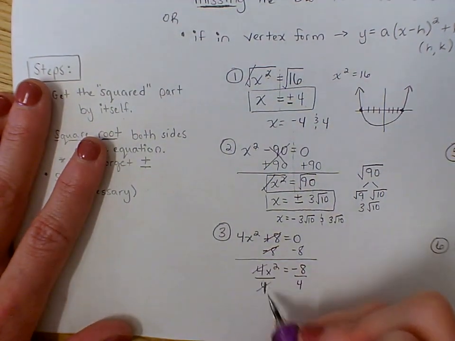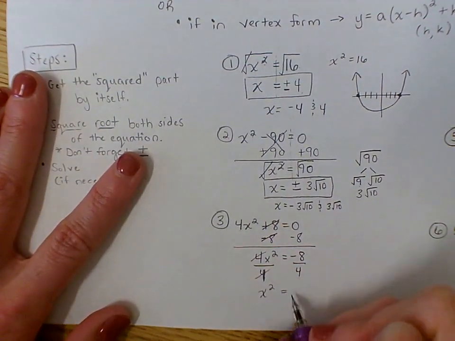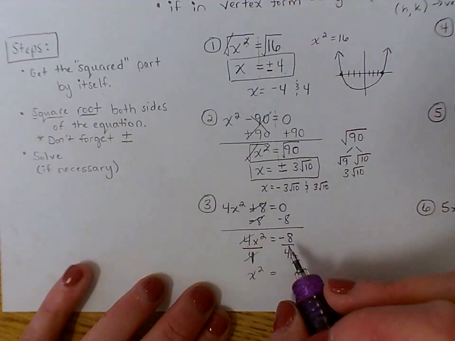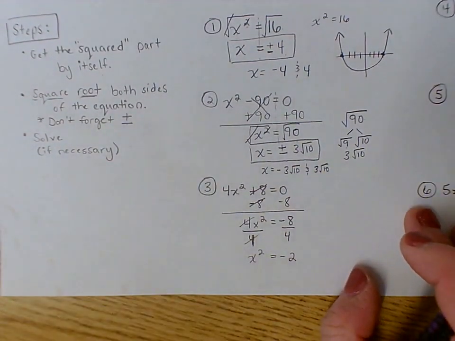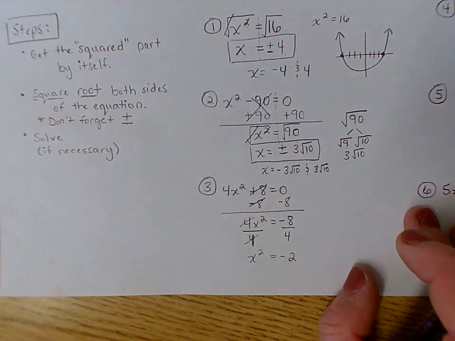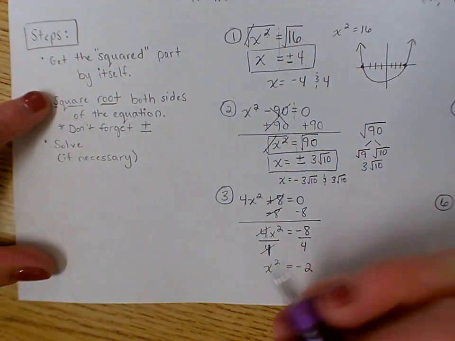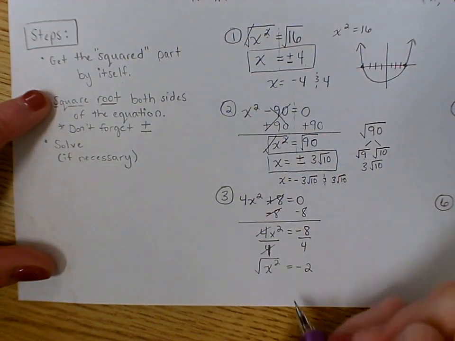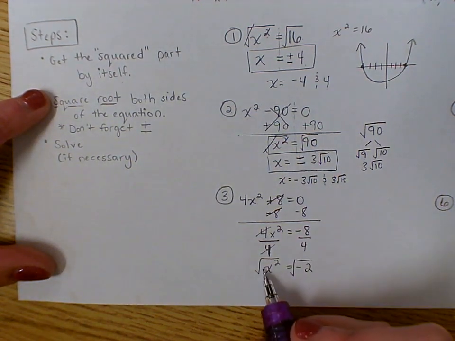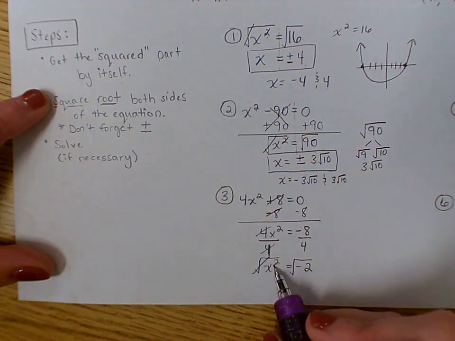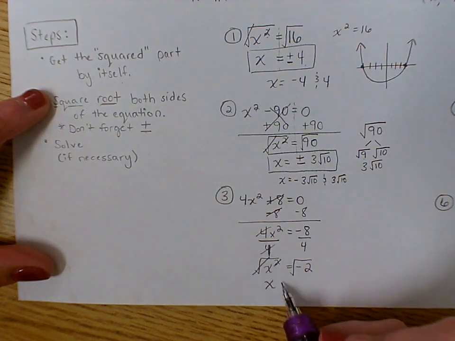4 over 4 is 1. And then I'm left with my x squared, which is what I was trying to make happen. And then this will simplify. Negative 8 divided by 4 ends up being negative 2. Okay, so then from there, once you get the squared part by itself, you have to get rid of the square. The opposite of squaring is square rooting, and you have to do that to both sides. So your square root and your square will cancel. And then from there, you're left with x.